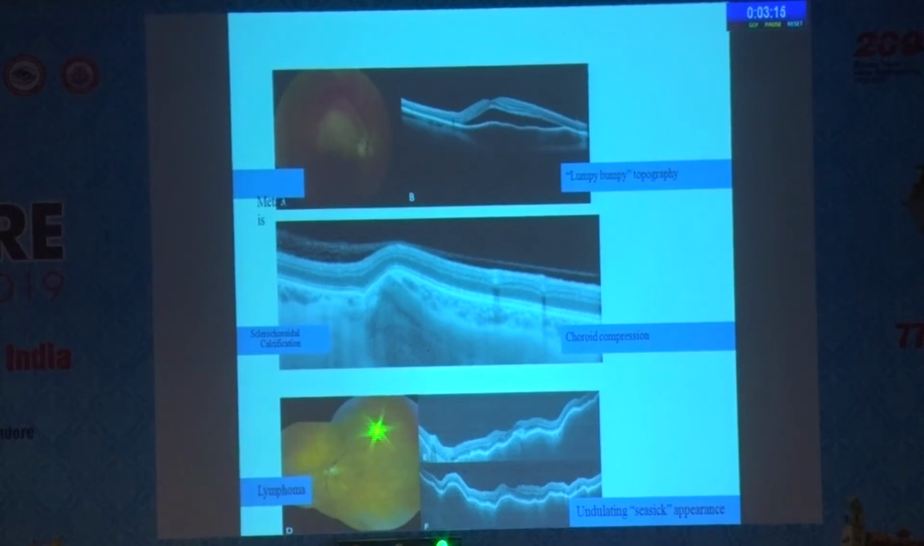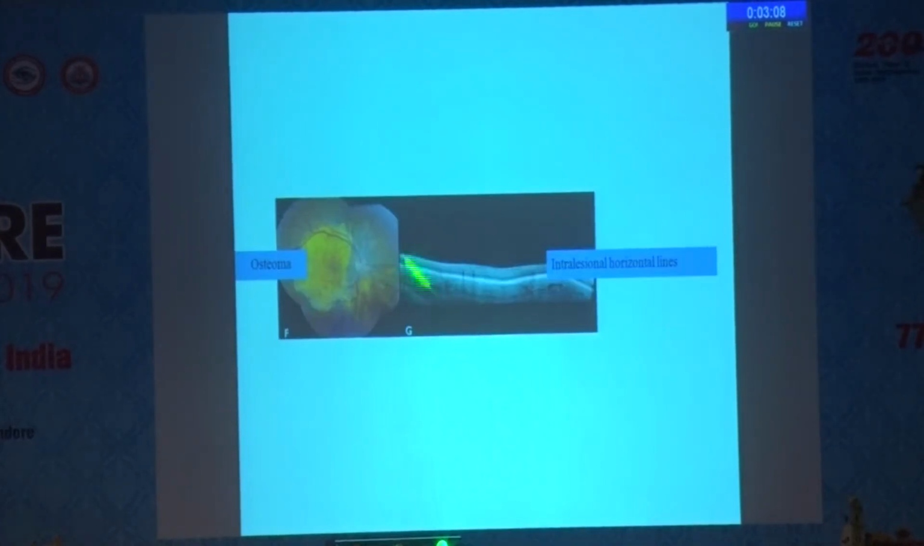In lymphoma also, you have a lumpy, bumpy appearance, but basically there is quite a huge undulation, which we call the C-sick appearance. Osteoma you can't miss even with the help of a fundus photograph, but still, if you want to image it, you can see the intralesional horizontal lines.